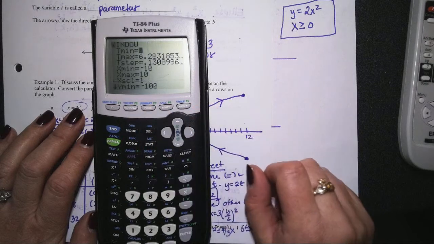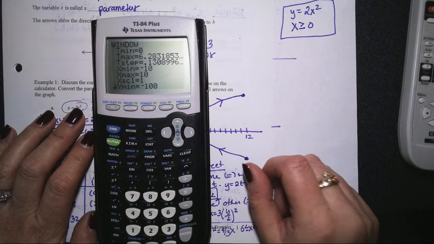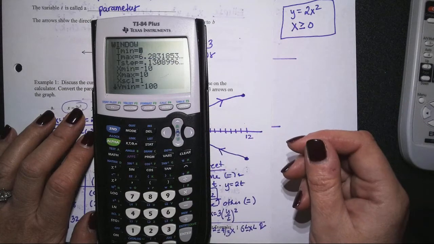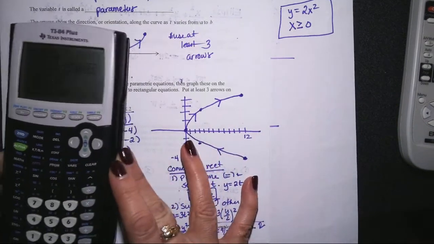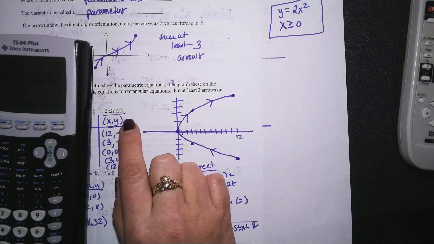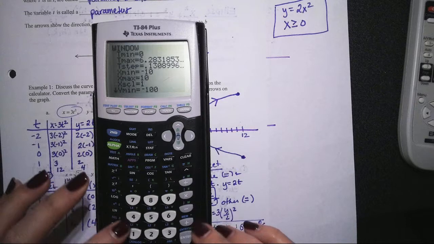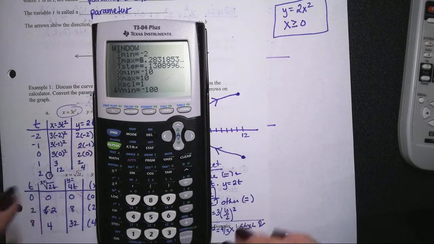So if you go to your window, now, just look at the parameters they're giving you. They want a T-min and a T-max. Well, look at the parameters the problem's giving you in 1A. My parameters, remember, we're going from -2 to 2. So what do you think my window T-min should be? -2. My T-max should be 2.